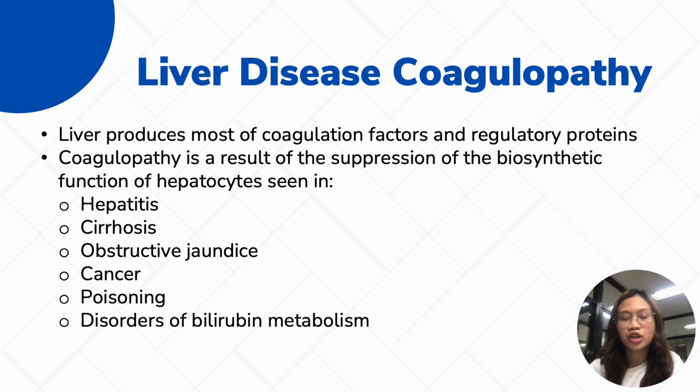The second cause of acquired coagulopathy is liver disease. The liver has several important roles such as synthesis, conjugation, detoxification, among others. It is important to note that most coagulation factors and regulatory proteins are products of the synthetic function of the liver. When there is liver disease, the biosynthetic function of the hepatocytes is adversely affected. This is seen in hepatitis, cirrhosis, obstructive jaundice, carcinoma, poisoning, and disorders of bilirubin metabolism.